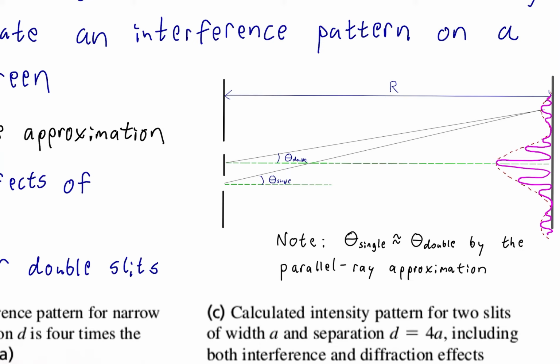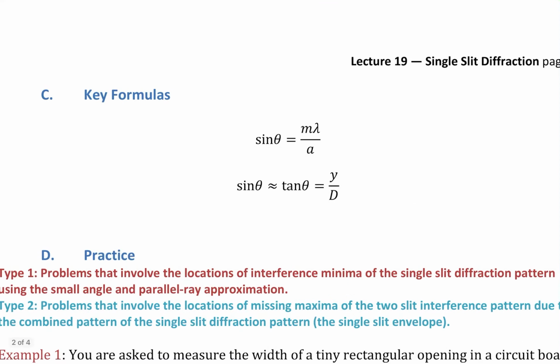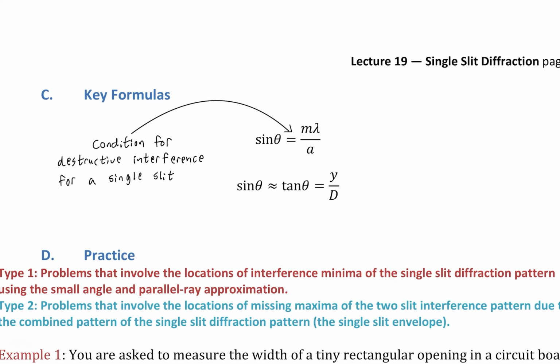So that means that we really can combine the ideas without worrying about incredibly complicated geometry. Are they exactly the same? No, but they're so close to each other that we can definitely make that reasonable approximation. Okay, good. So now let's finally move on to the key formulas. The first one here, this is the main formula of this lecture, is the condition for destructive interference for a single slit.